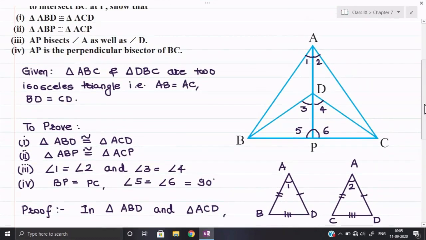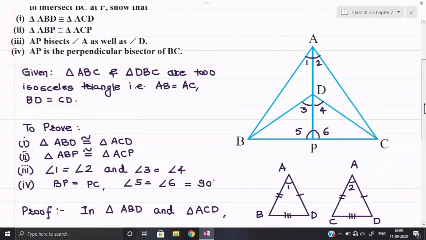Can we say that angle 1, instead of saying angle BAD, can we say that it is angle BAP also? Okay, you observe carefully, the arms are only becoming longer or shorter, otherwise there is no change of the angle formed over here. Angle 1 is same. So angle 1, either you can say it is BAD or you can say it is BAP.